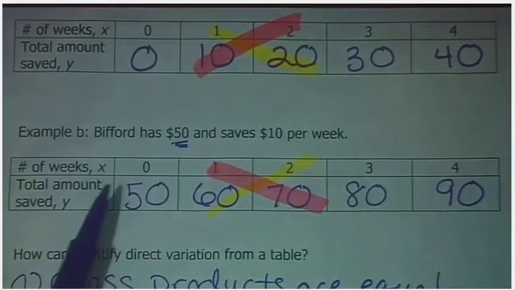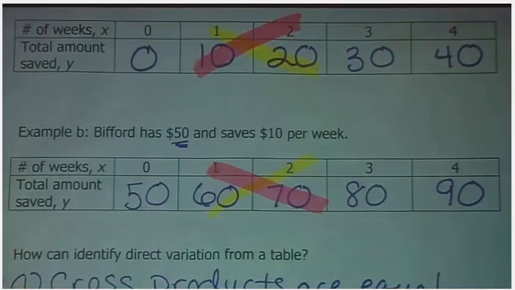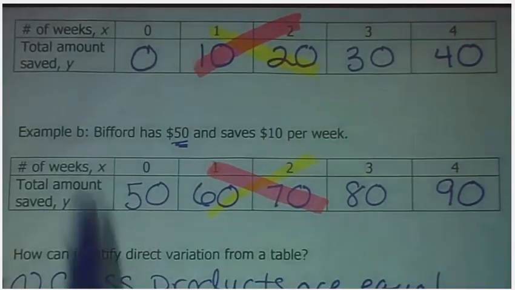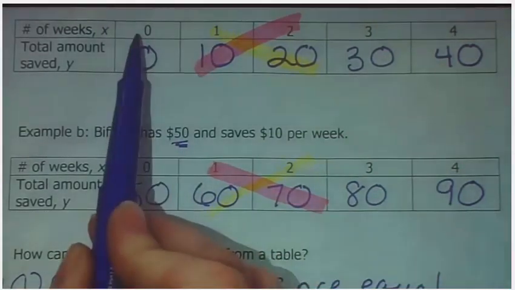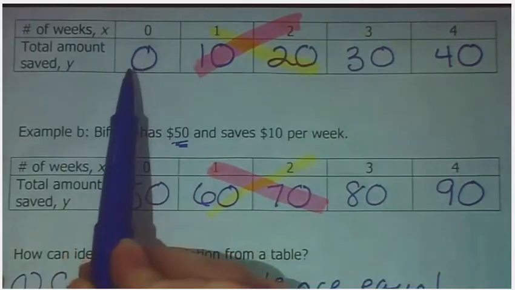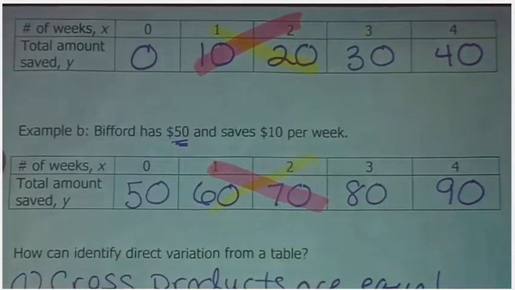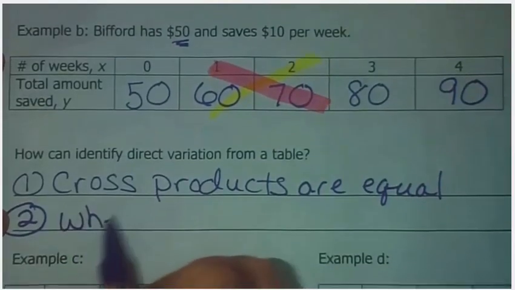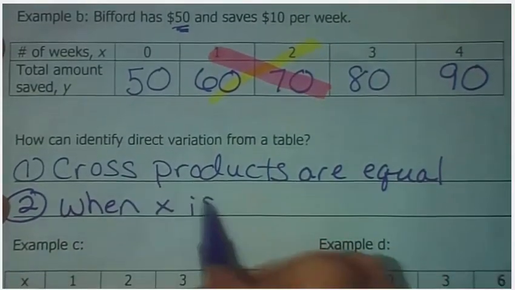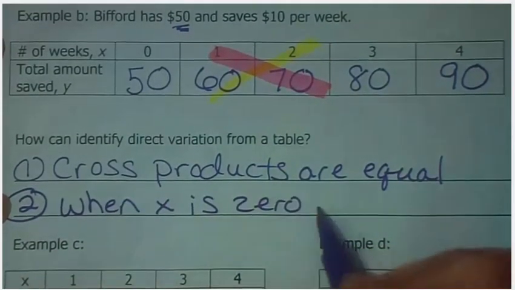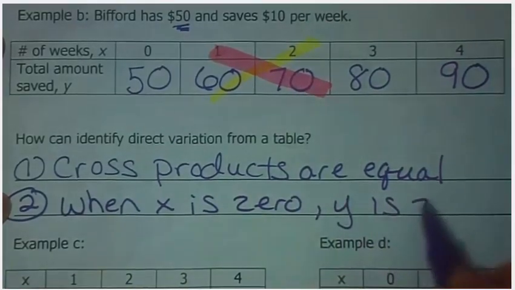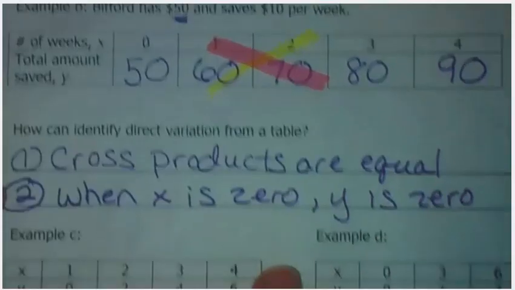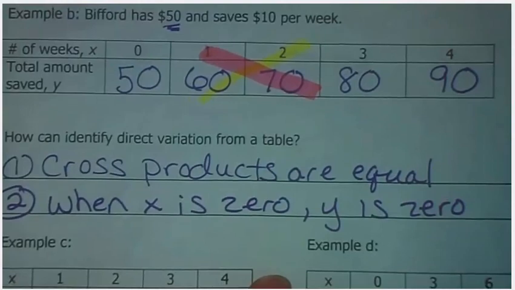You can tell that a data table shows a proportional or direct variation relationship because when the X amount is 0, the Y amount will also be 0. When X is 0, Y is 0.